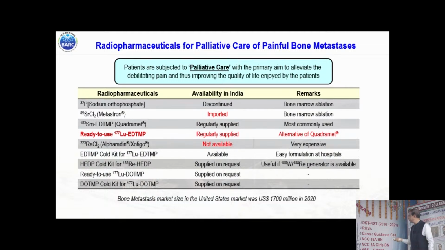So, there are many radiopharmaceuticals, and these two are almost discontinued all over the world. Earlier we used to supply phosphorus-32, now we have stopped it. Strontium is very difficult to produce, we do not have it, and hardly anyone uses it in India. And these are the other ones, all available. We have a bunch of radiopharmaceuticals, and whatever the doctor wants, we will be able to provide. And this ready-to-use lutetium EDTMP radiopharmaceutical is completely developed in India. We only developed this, and now it is used in multiple countries of the world.